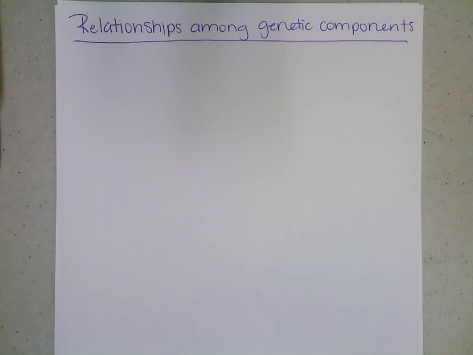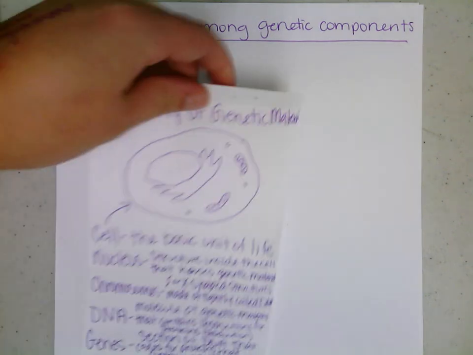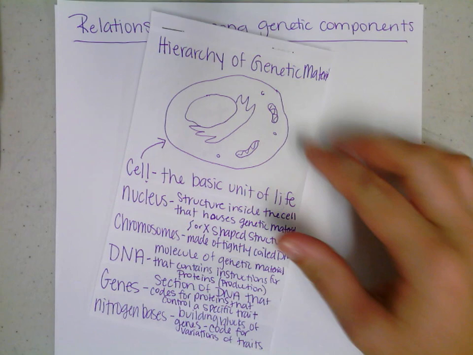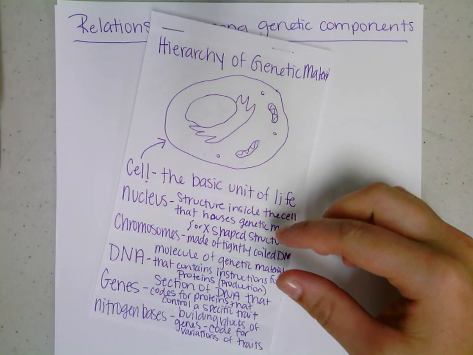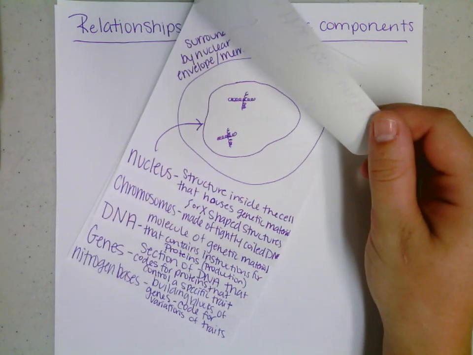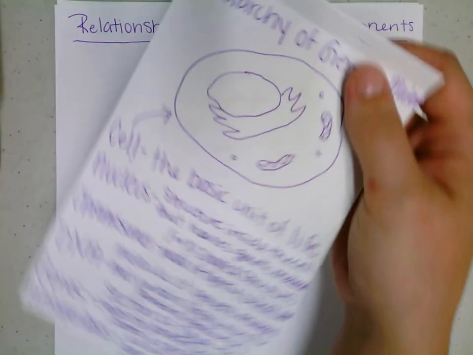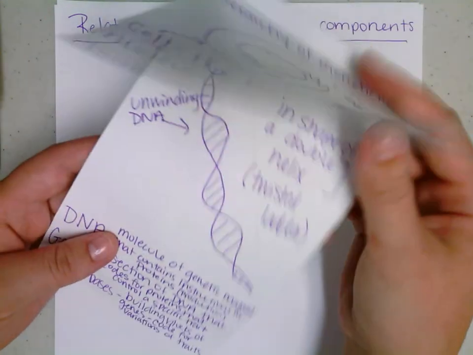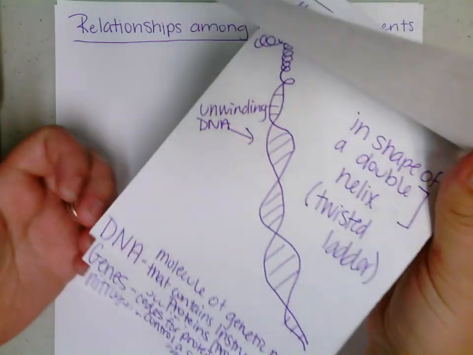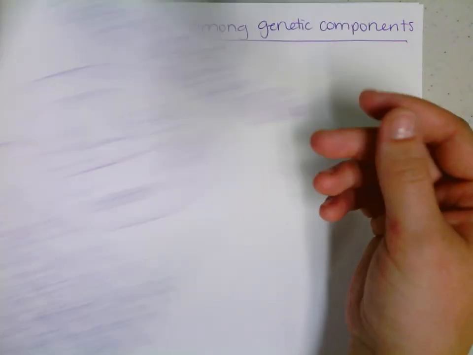Yesterday on the document camera we were looking at the hierarchy of DNA through a flip book, and you actually created one of these right here that showed you the 6 basic components of the hierarchy of genetic material, and you drew pictures to show how all of those components were related. If you have not done this, go back to yesterday's lesson and complete this assignment.